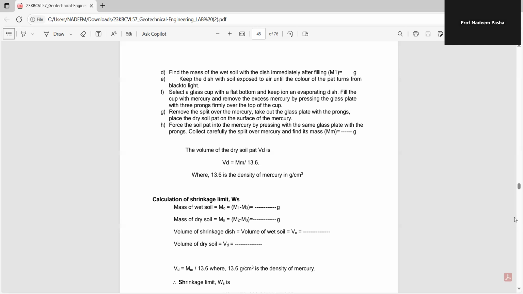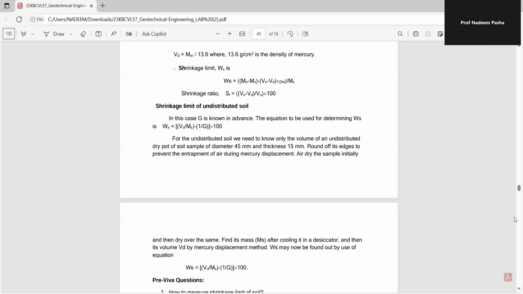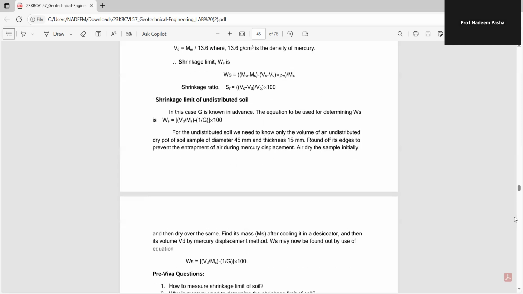Calculation of shrinkage limit Ws. Mass of wet soil M is equal to M1 minus M3. Mass of dry soil Ms is equal to M2 minus M3. Volume of shrinkage dish, volume of wet soil, volume of dry soil. Shrinkage limit is given by Ws equal to the expression involving Ms, and the difference of the volumes.